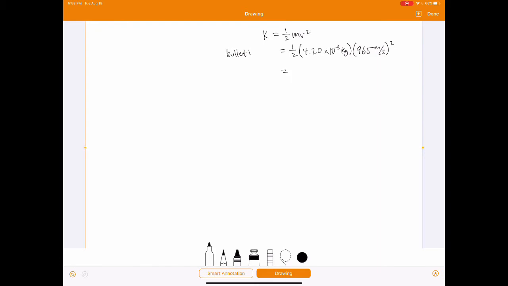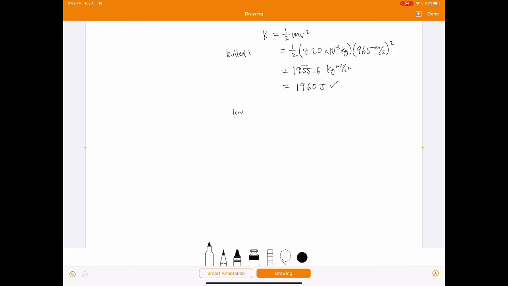Now, what this works out to is 955.6. Round that to 3 sig figs. Units are kilograms, meters squared per second squared, but we already saw that's equivalent to a joule. So to round it off to the right number of sig figs, we have 1,960 joules.